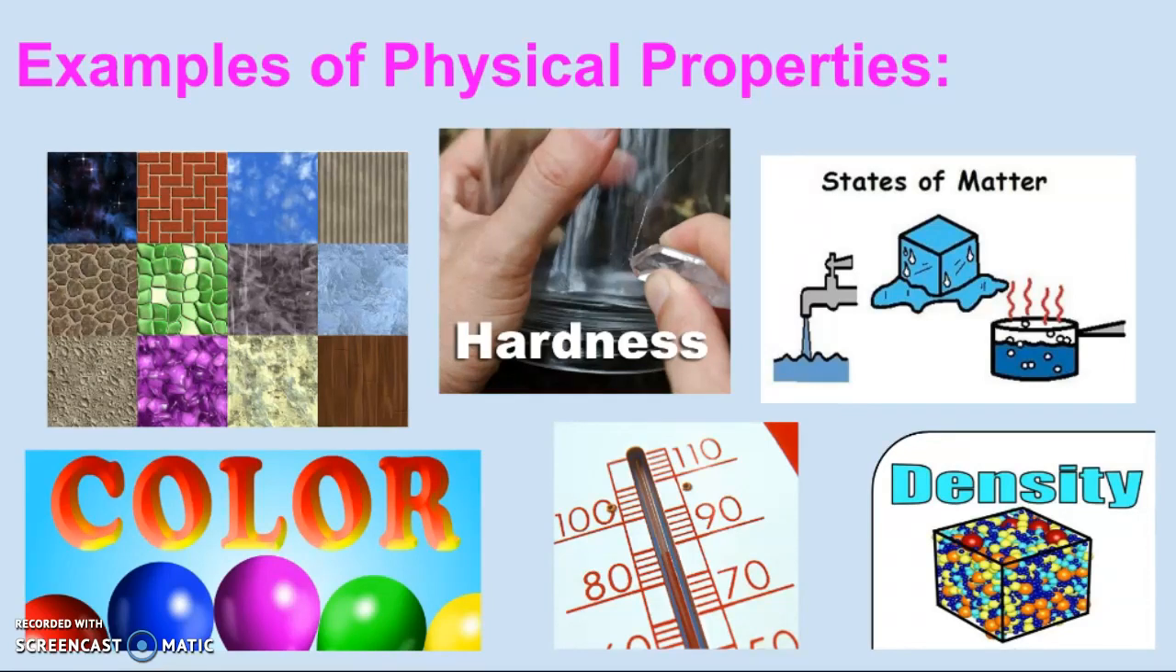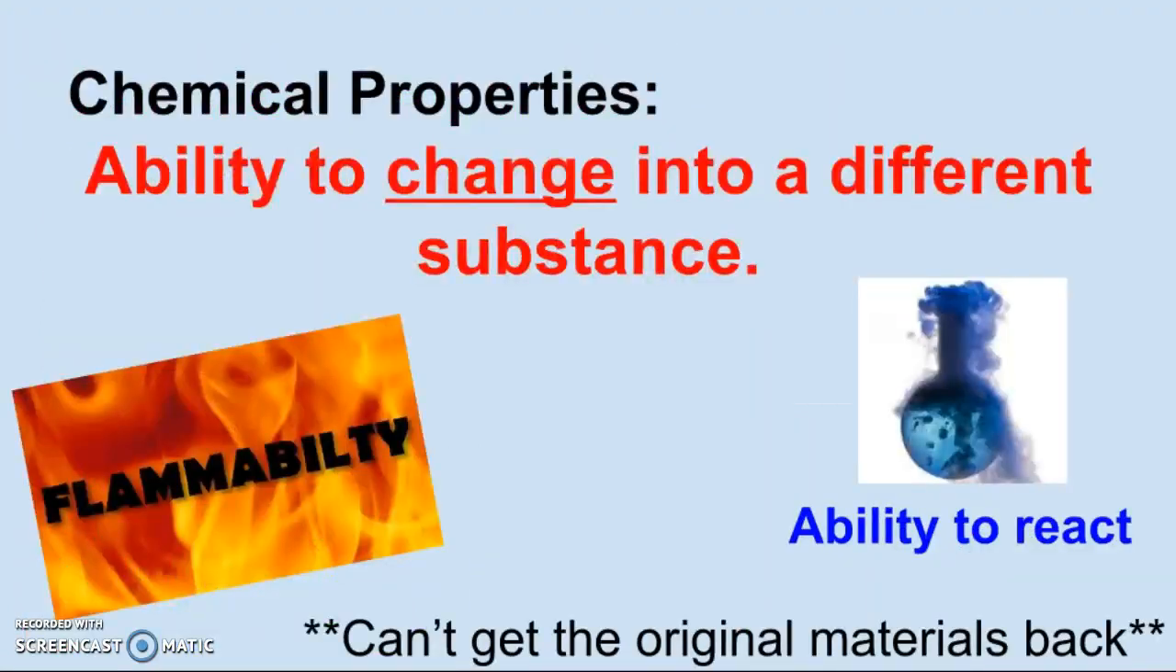What state is the matter in? Is it a liquid? Is it a solid? Is it a gas? Think about if you have an ice cube, if you add heat to it and you melt it, you have something that looks different, liquid water, but it's still water. It's still the same. It hasn't changed into something else. So those are all types or examples of physical properties.